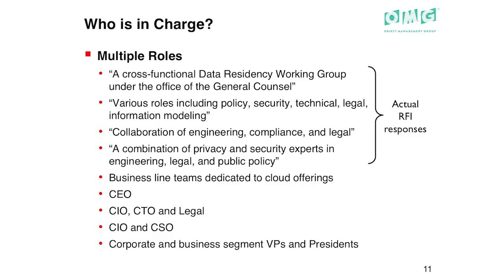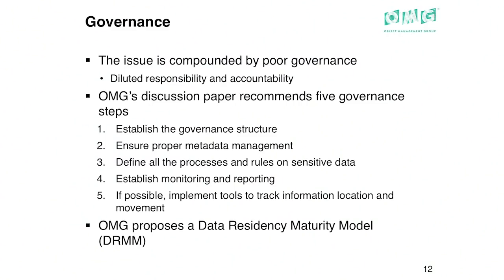Sometimes it's at the business line level. Sometimes it's at the CEO level. Well, frankly, the CEO probably doesn't understand 10% of the issue, and it's not going to be the top of mind issue for the CEO on a daily basis. So if you push it up to the top, I think that's an easy solution, but it's probably not very effective. Sometimes it's the CIO, the CTO, or the legal office, and that may be fine. Sometimes it's the CIO and the chief security officer together, etc. So there's a lot of immaturity in how data residency is being managed. And generally, governance is not very good.